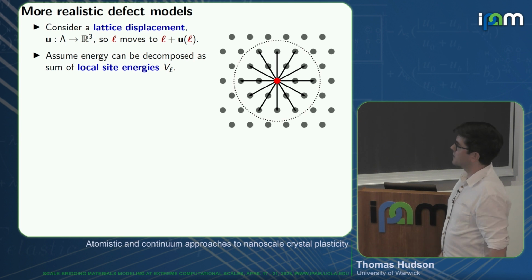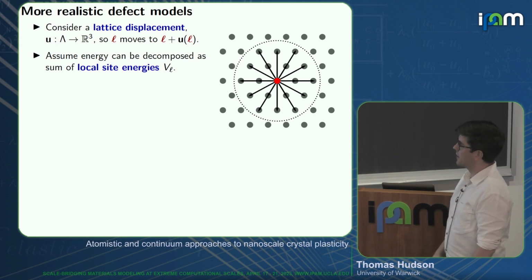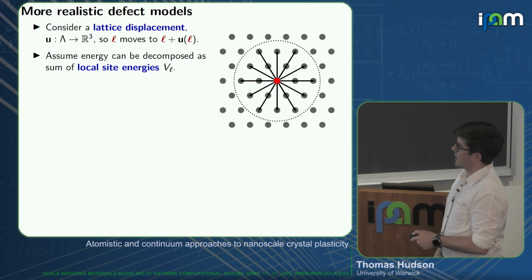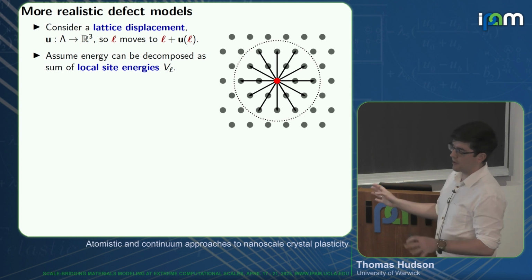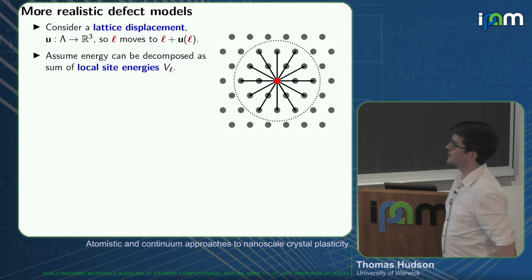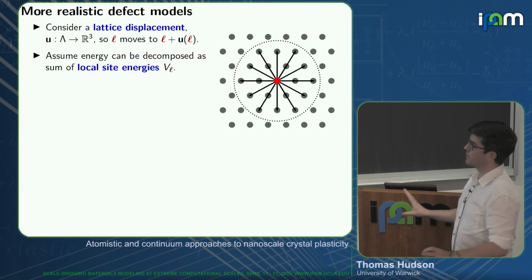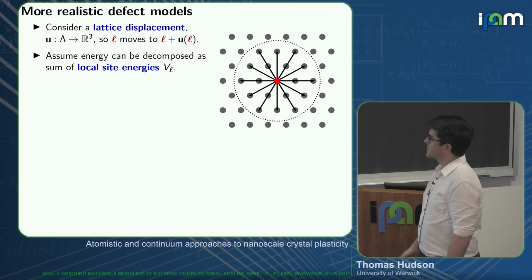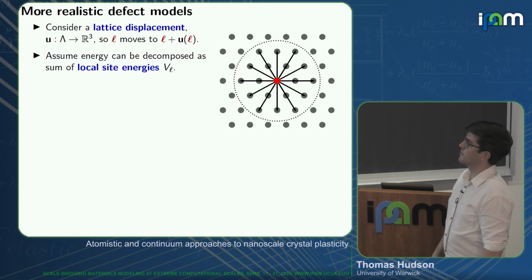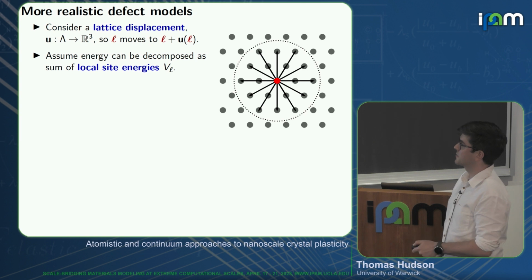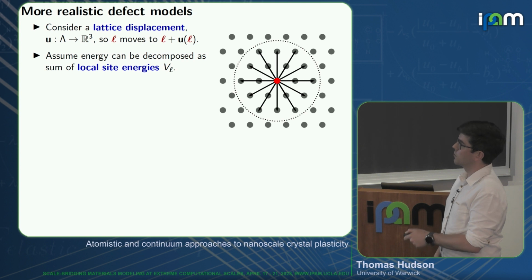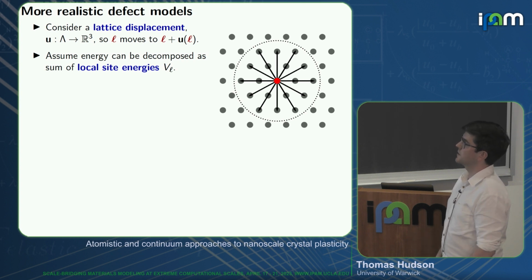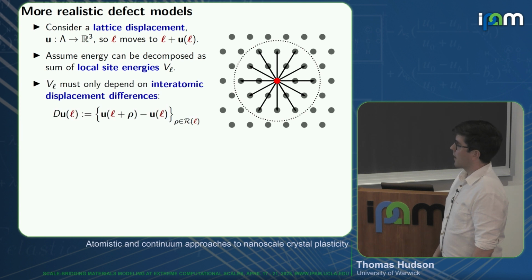So let's go back to the start and start thinking about energy again. I'm going to now allow myself to consider more general lattice displacements. The place I started was with these antiplane displacements, but now I'm going to allow atoms to move in 3D in general. And I'm going to make the common assumption that is made when you code up a molecular dynamics potential, that the site energy of this red atom is local in some sense. So it only depends on some interaction neighborhood nearby.